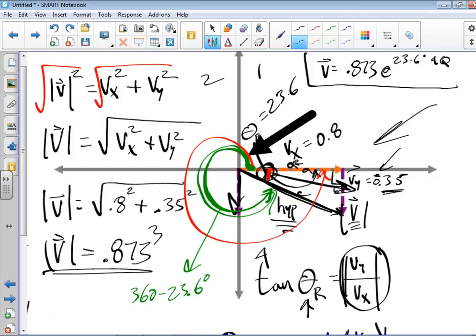Or you could say, let's see, 360, that's going to be 336.4, I believe, if I subtract it from 360. That would work. Or you could even say negative 23.6, and most people would know what you meant. You start here and you went the other way. But that would be your vector in magnitude angle form using trigonometry.